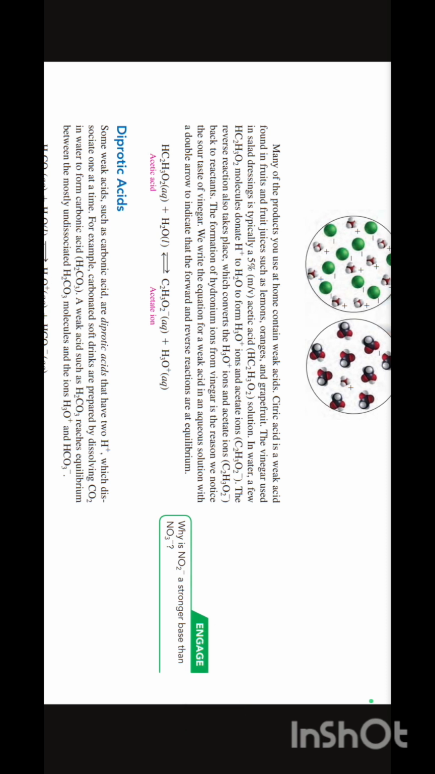Citric acid is a weak acid found in fruits and fruit juices such as lemons, oranges, and grapefruits. The vinegar used in salad dressing is typically a 5% mass/volume acetic acid solution in water.